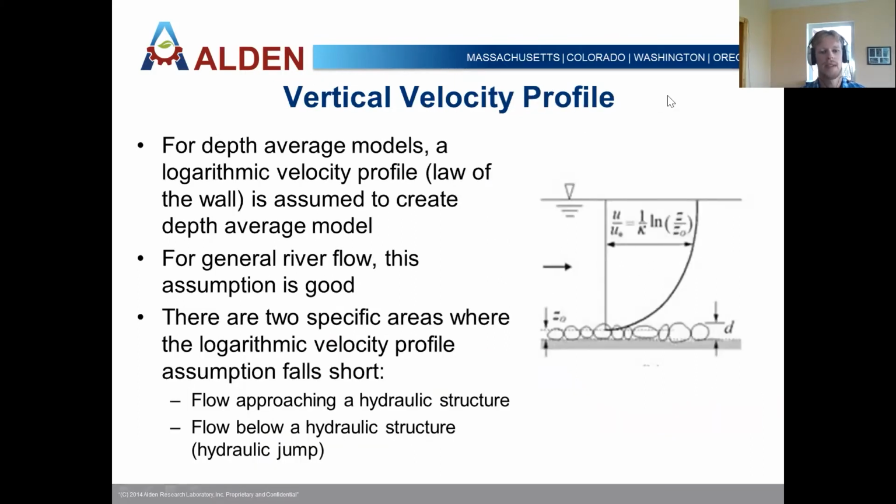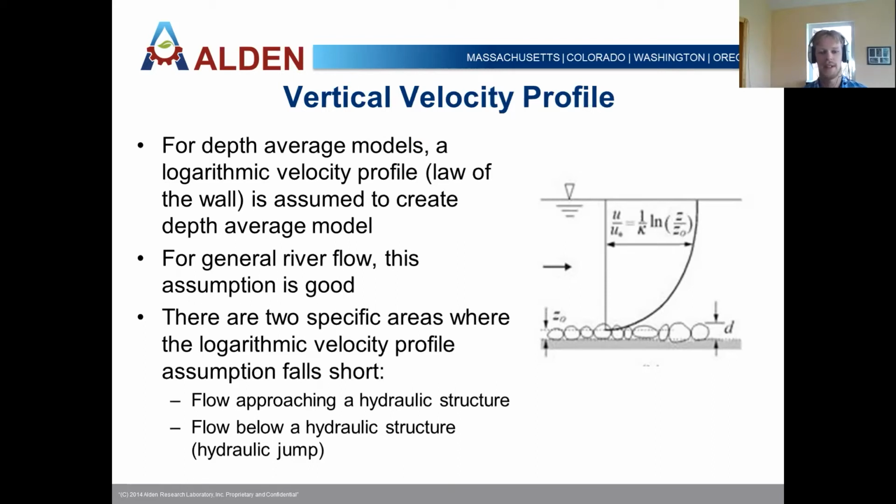So it's important to talk about how a 2D model is formulated. For depth average models, to reduce your 3D St. Venant equations to your 2D shallow water equations, you assume a logarithmic velocity profile. And that's the standard law of the wall, where as you travel away from the bed, the vertical velocity profile follows this logarithmic pattern. And for most cases with general river flow and turbulent flows, this is good.